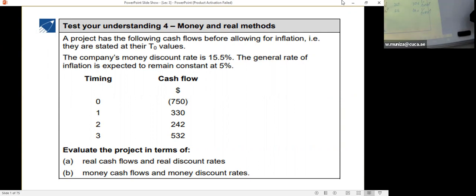15.5 will become how much? 0.155. Very good. Yeah, this one. I have simply written 15.5%. It will be 0.155. 1.1. Okay, so how much is it? For the first one, it will remain. 0.06.